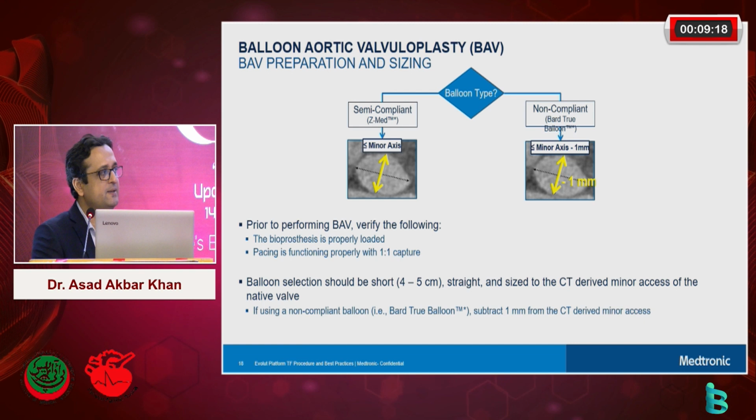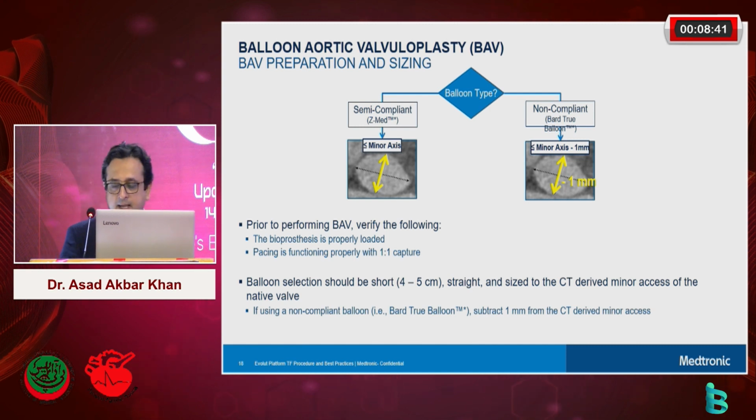So most of the time we prefer doing a pre-deployment valvuloplasty because that saves us from post-TAVR deployment ballooning, which has its own complications. If a valve is calcified enough that it might cause an issue with opening of the self-expanding valve, we would prefer that we do pre-ballooning, or pre-BAV as it's called. What we do is measure the size of the annulus, and there is a minor axis and then there is a major axis.